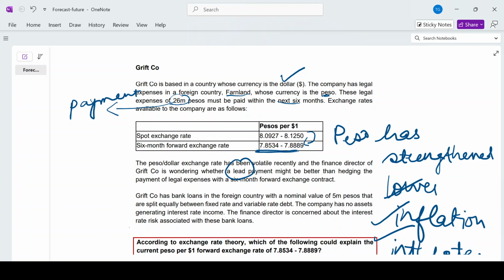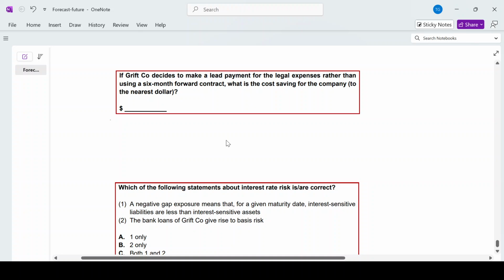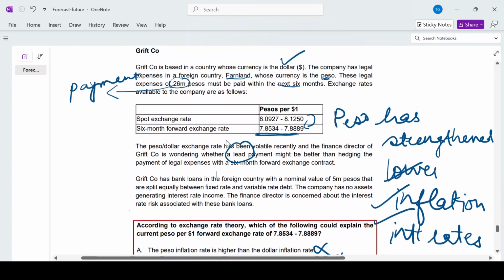Firstly, it's important to understand the concept of a lead payment. The word lead means being a leader, doing things first. So even though you're required to make the payment 6 months later, leading means you're making the payment earlier. Instead of making it 6 months from now, we are making the payment today. The question is asking what difference it will make to the company if the payment is made today rather than 6 months later. So we are going to calculate the cost under both scenarios.